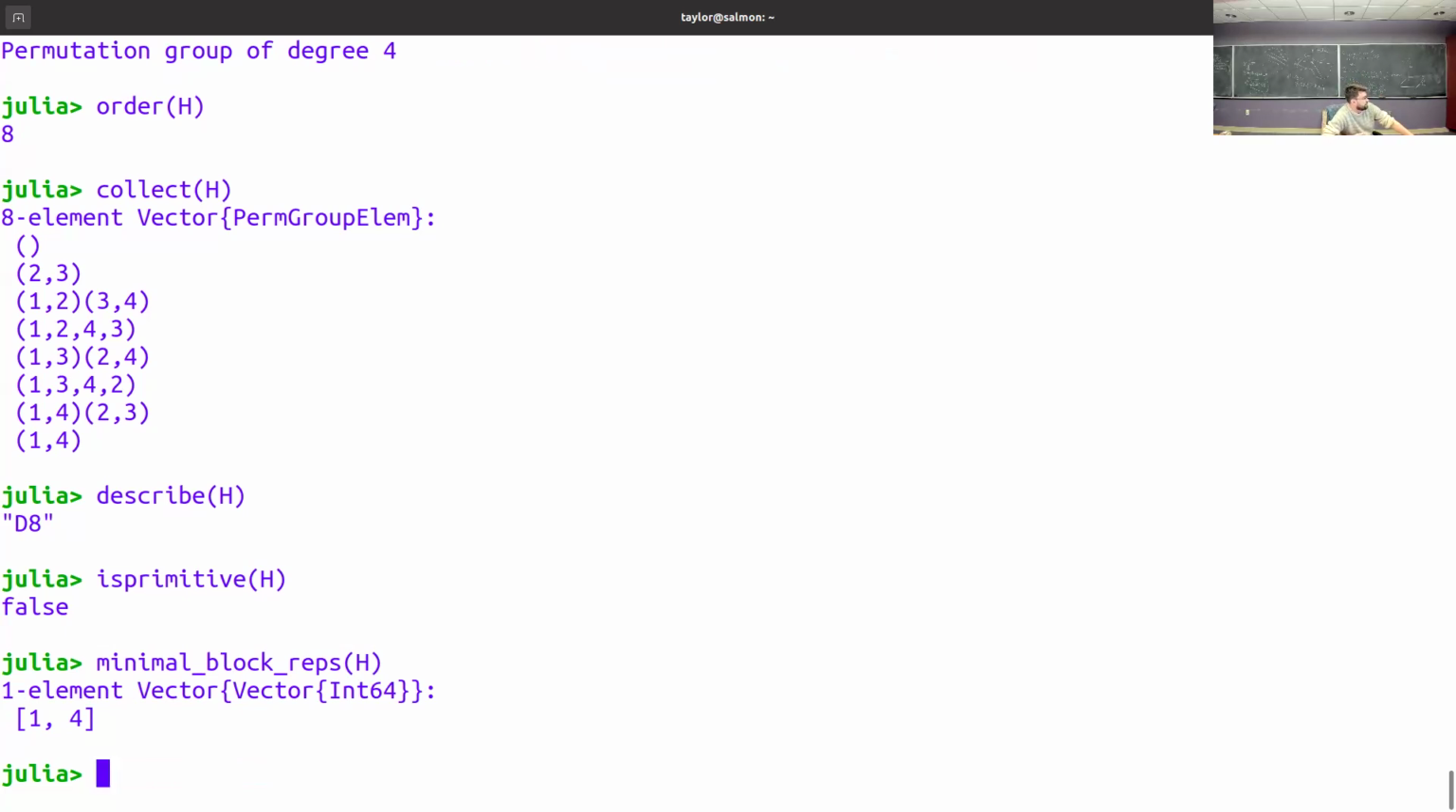But here, the representatives of the blocks are solution 1 and 4. So 1 and 2 stick together and 3 and 4 stick together, right? So if you wrote down all of the permutations of this, 1 and 2 stick together, 3 and 4 stick together, you'd be seeing all those permutations.